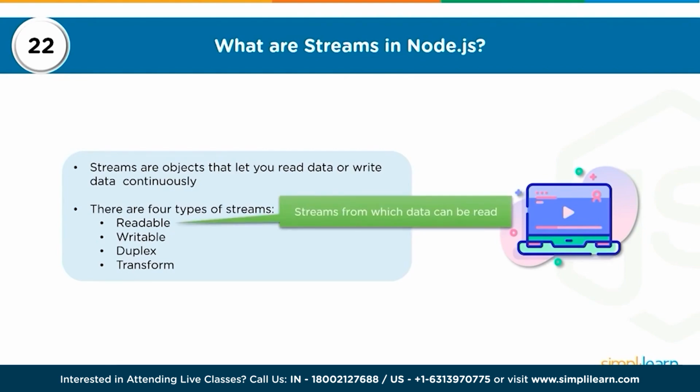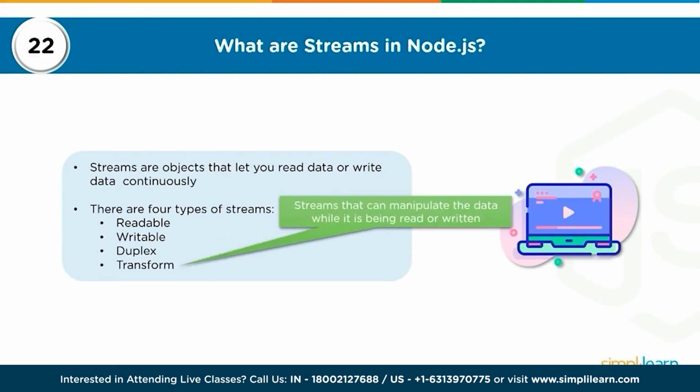The readable one is streams for which data can be read. The writable is streams that you can actually write to. A duplex is a stream where it is both readable and writable. And transform are streams that can manipulate the data while it is being read or written.